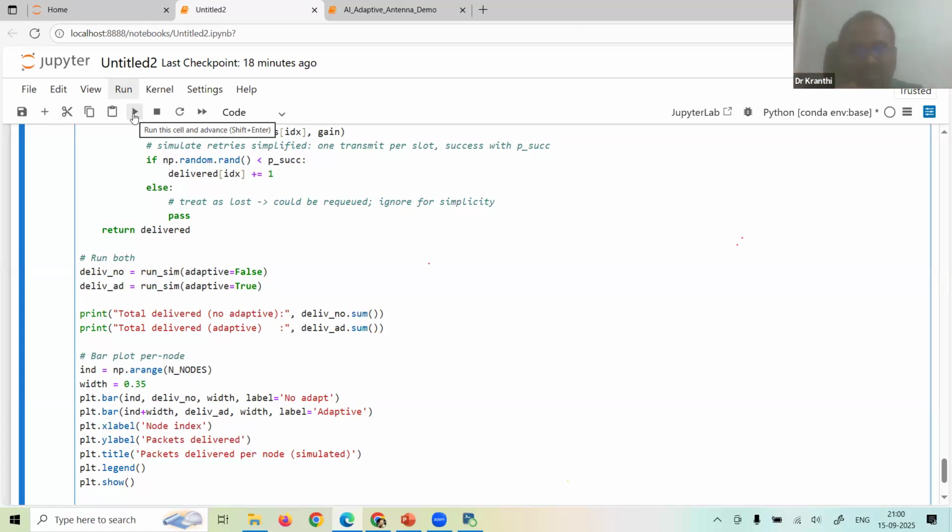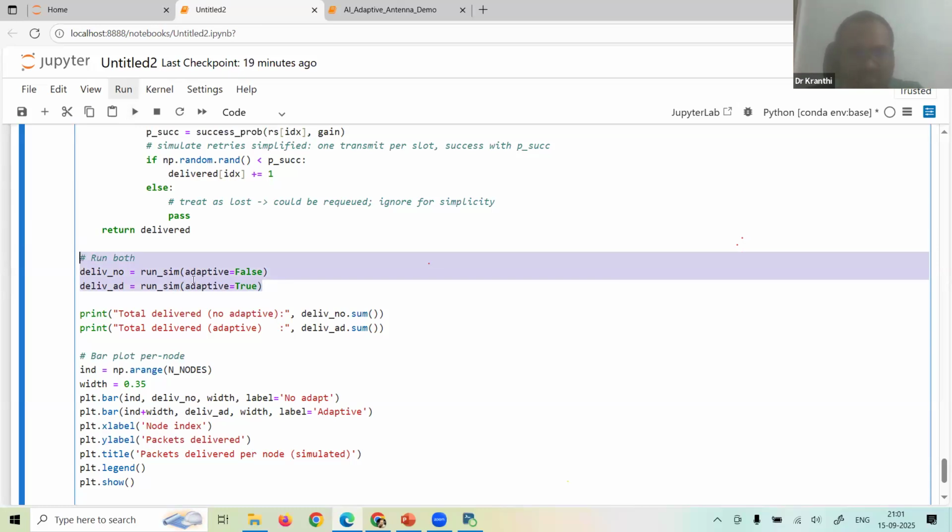If a node is very far away from the base station, the signal is weaker. It is a common thing. It improves if the beam is directed at the node, which can boost some gain value. So here I'm talking about two things: without adoption of AI and with adoption of AI, that is, with adaptive false and with adaptive true. I'm going to run these two scenarios.